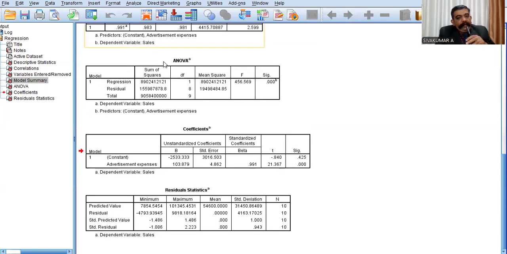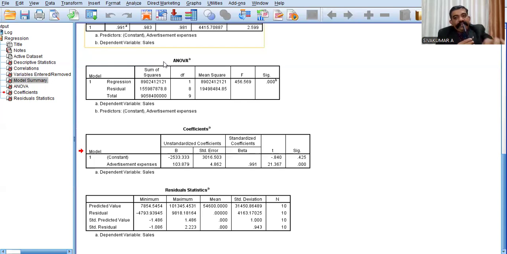The next important table is the coefficients table. The coefficients table gives the values for writing the regression equation. Here, y is the dependent variable, sales. Y is equal to a plus bx. That is the regression equation.